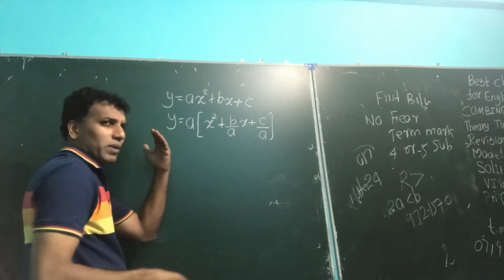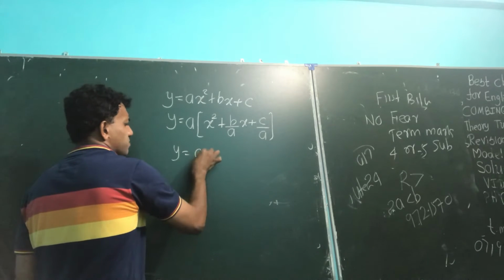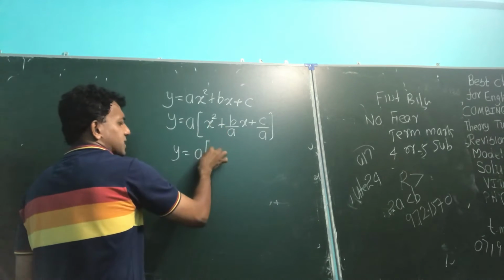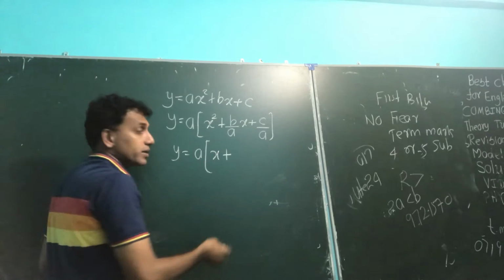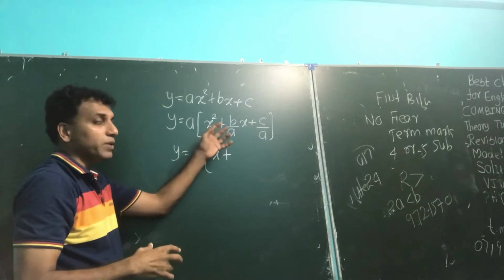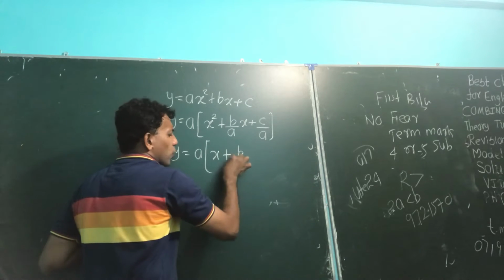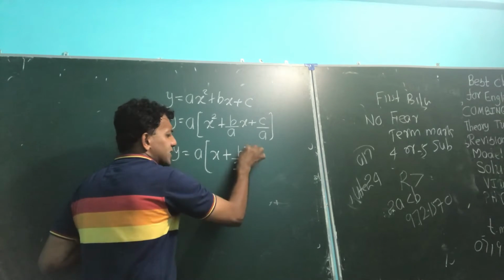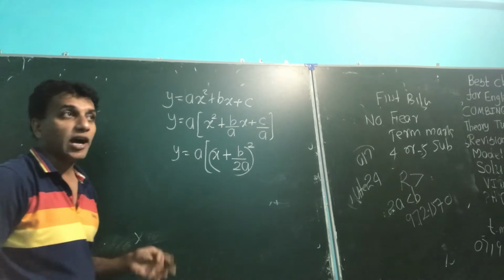Now think of your order mathematics, right? y equals a, write this x plus, next what? What is in front of x? Write the half of that, right? If it's b over a, write the half. That is b over 2a, and completely square, right? Completely square. So hereafter, what happened?